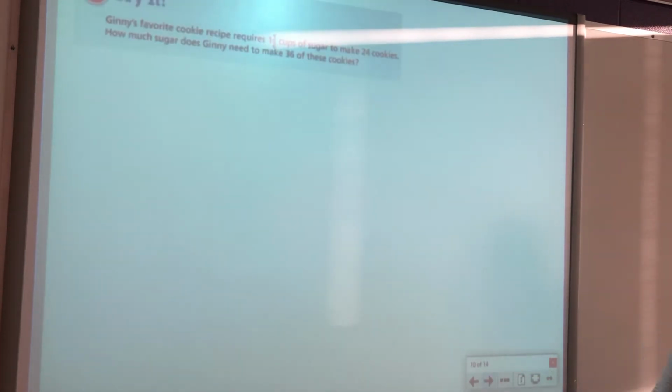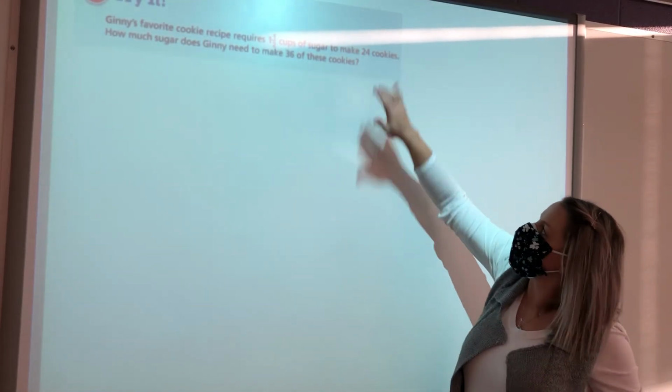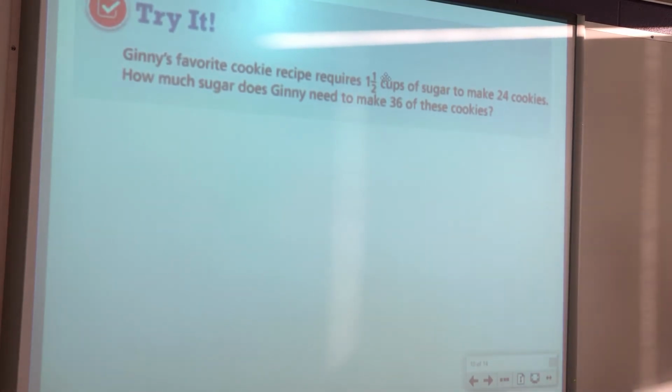All right. Here we go. This is our try it. Ginny's favorite cookie recipe requires 1.5 cups of sugar to make 24 cookies. How much sugar does Ginny need to make 36 of these cookies?